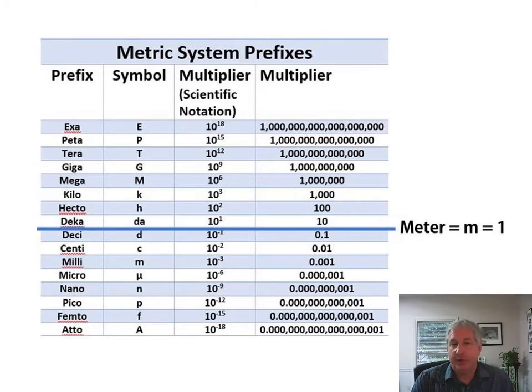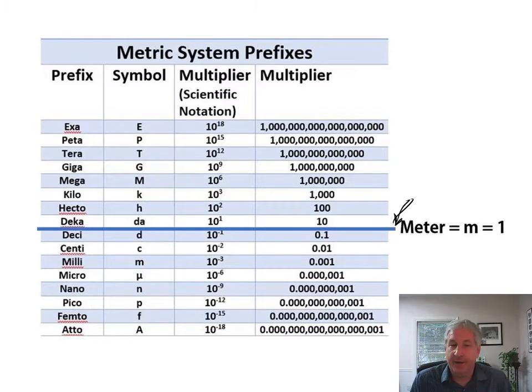Here's another way of looking at it as well. So here's your basic unit, this dark line right here in the middle. Let's say it's a meter, and so it's 1. So deca is 10 meters. How many meters are there in 1 decameter? There are 10 meters in 1 decameter. There's 100 meters in a hectometer. There's 1,000 meters in a kilometer.